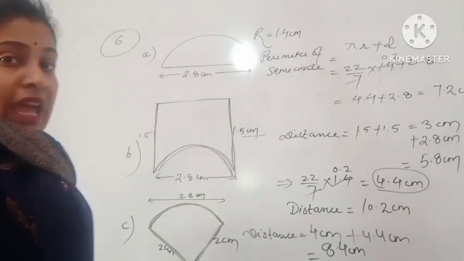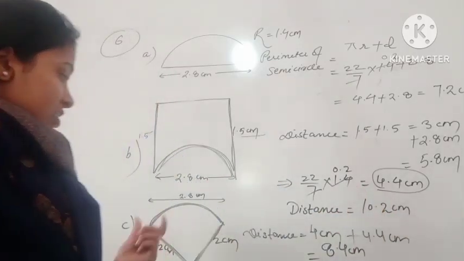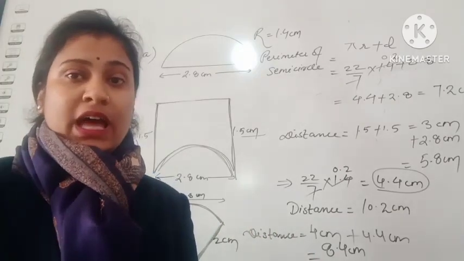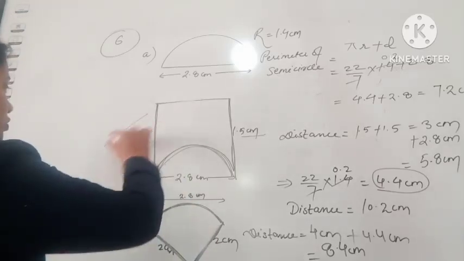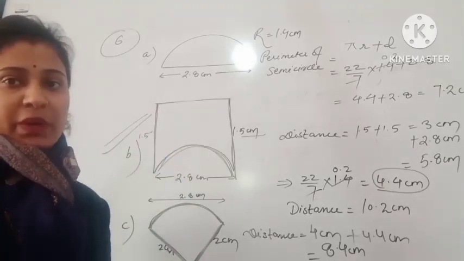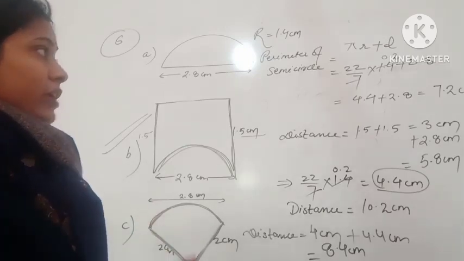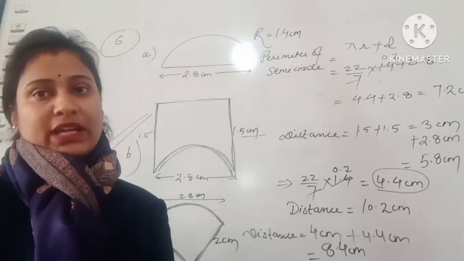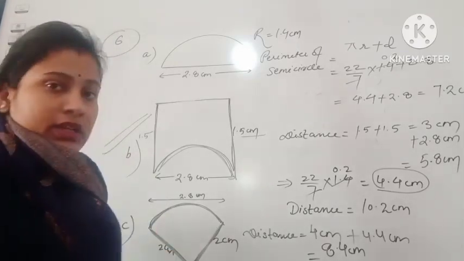In figure A the distance covered was 7.2. In figure B the distance covered is 10.2. In figure C the distance covered is 8.4. So in which figure has the ant travelled the maximum distance? Obviously through figure B. So in all of these three figures, in order to calculate the distance travelled by the ant, we have to calculate the perimeter. I hope it is clear.